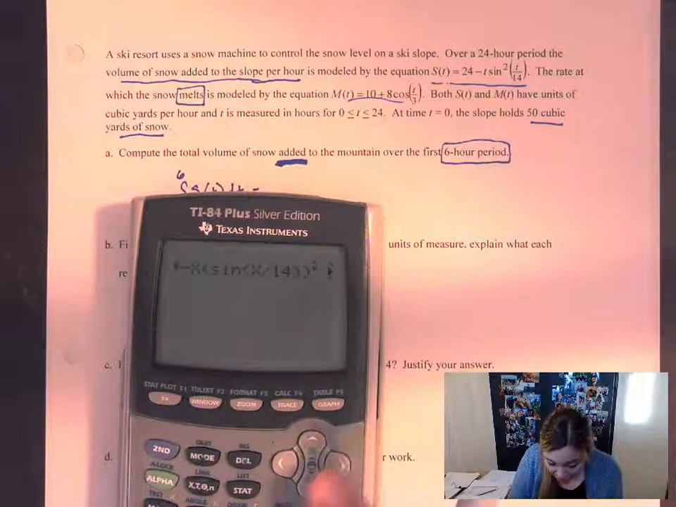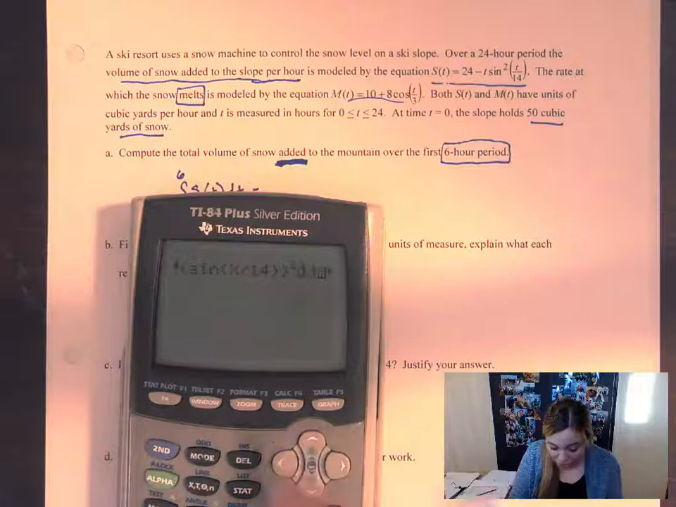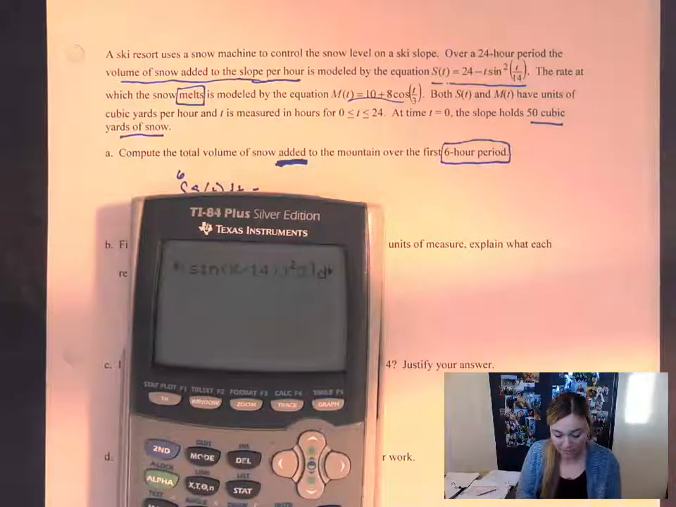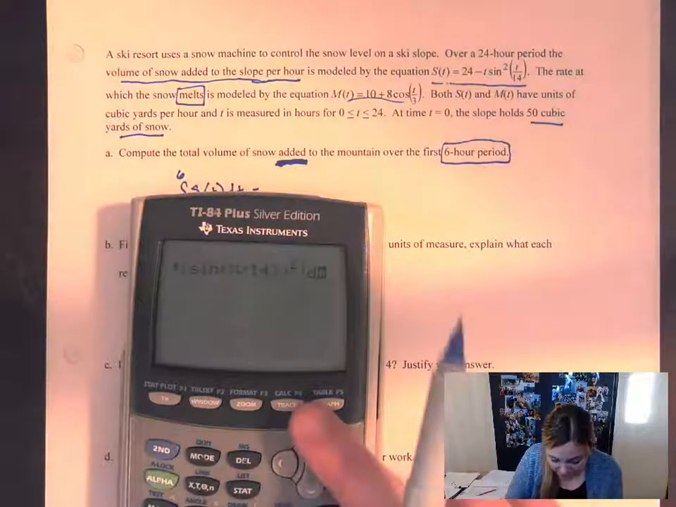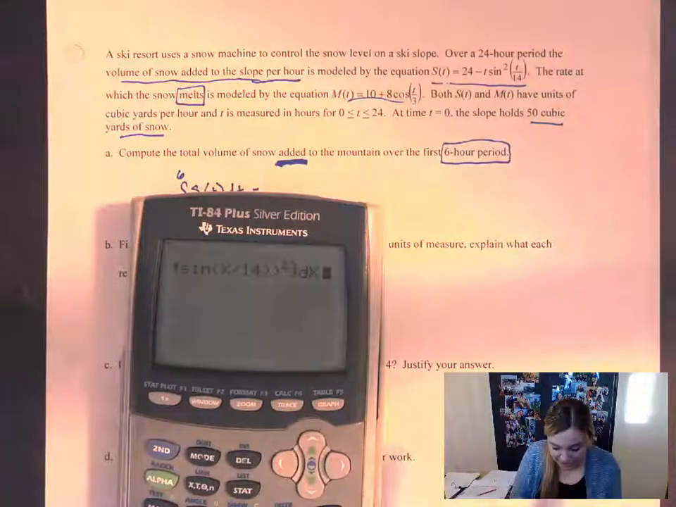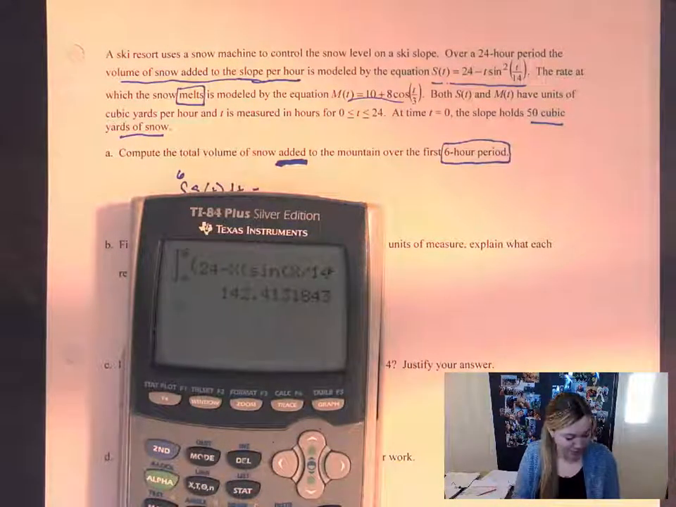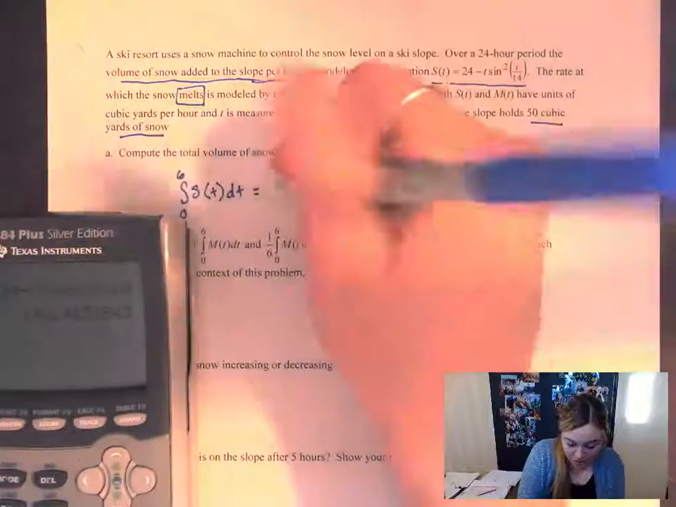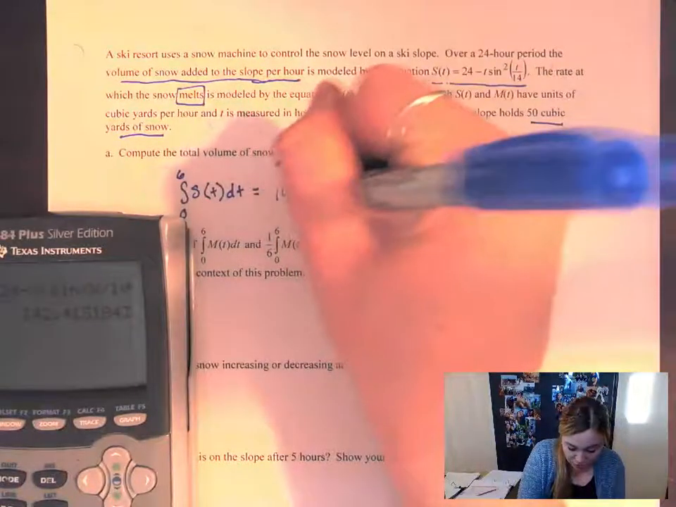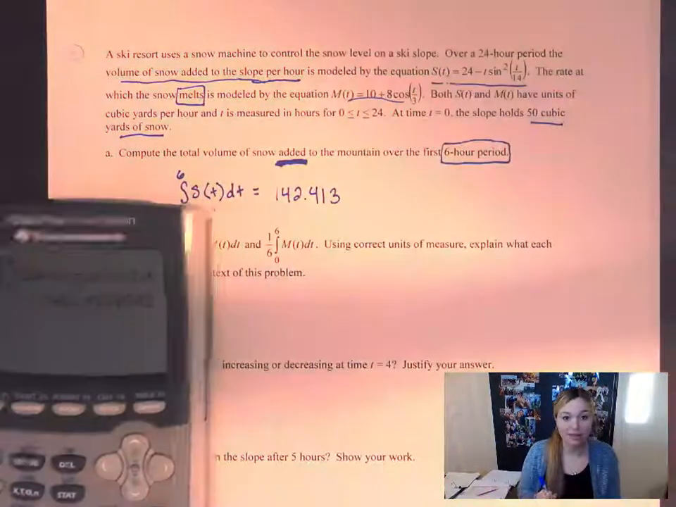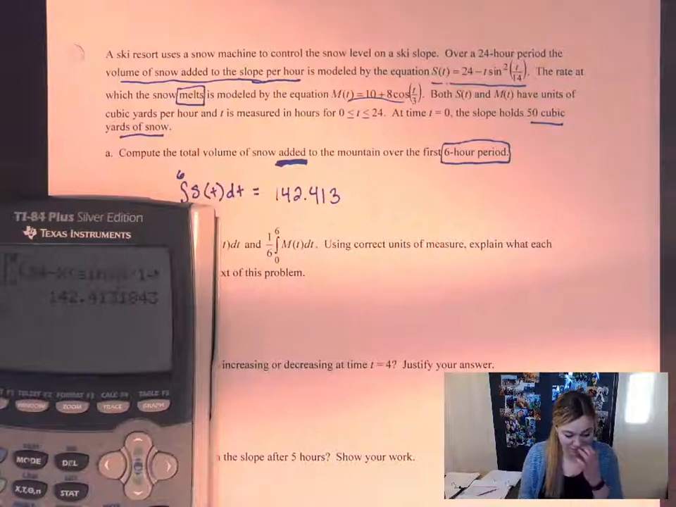And then, hold on, make sure I've got this all right. And then I should have one more parenthesis right there. Yeah, I'm good. See what I did wrong. Oh, forgot a dx. There we go, and we get 142.413. And then I can stop 3 places after the decimal. This is the final answer.